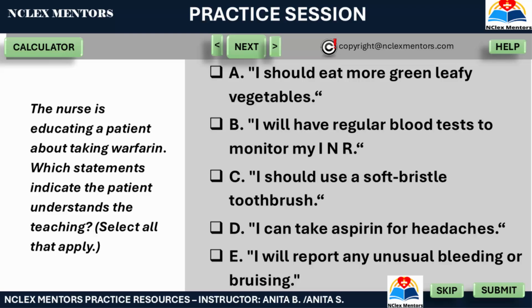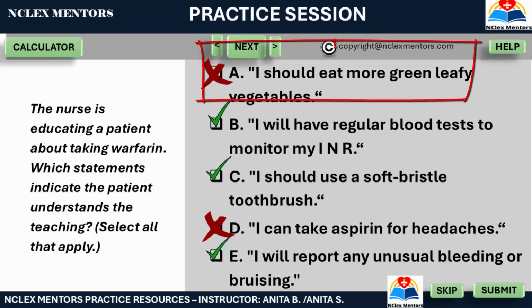There are 3 correct answers here, B, C, and E. B is correct. INR monitoring ensures therapeutic levels. C is correct. A soft bristle toothbrush reduces bleeding risk. E is correct. Reporting bleeding is critical for anticoagulant safety. A is incorrect. Green leafy vegetables are high in vitamin K, which can counteract warfarin. D is incorrect. Aspirin increases bleeding risk and should be avoided.